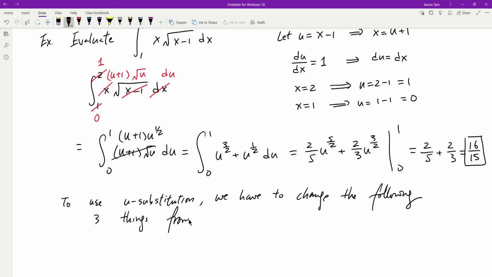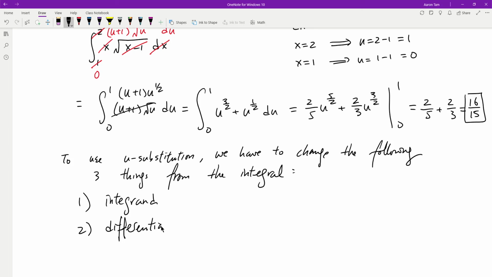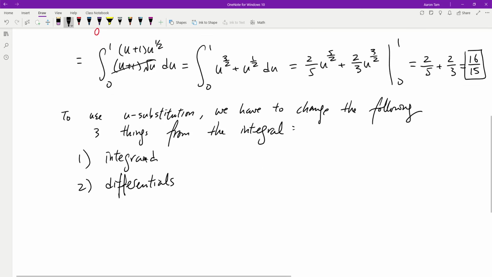From the integral. So what are the 3 things? Number 1, we have to change the integrand so that the integrand now becomes the new variable. Number 2, we have to change the differential. Okay, and I put an s at the end because for our iterated integral, there will be multiple of them. And finally, we also have to change the limits. So those are the 3 things that we have to change.